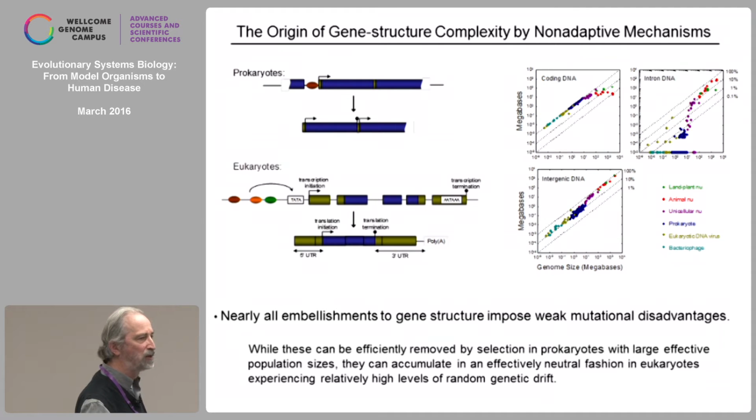All of these embellishments that have been added to eukaryotic genes can be viewed as a dangerous thing to have. For example, an upstream UTR can be dangerous because it provides a platform for a mutation to a premature start codon.